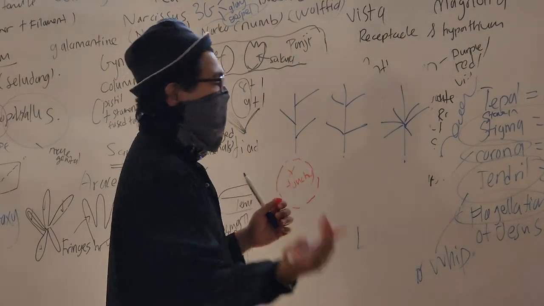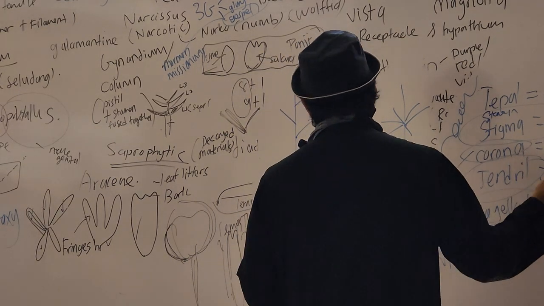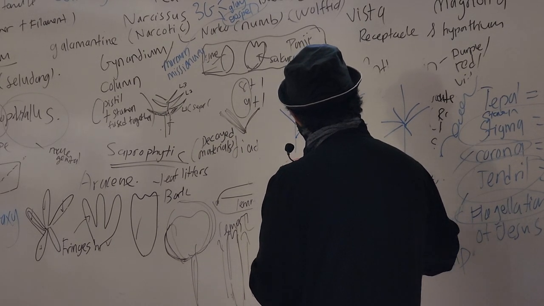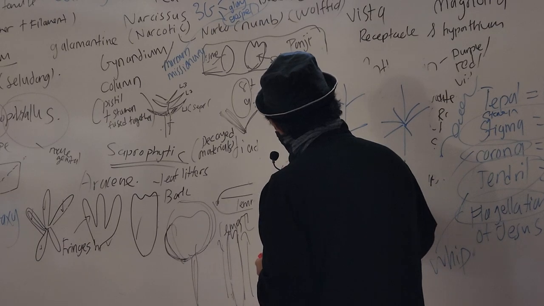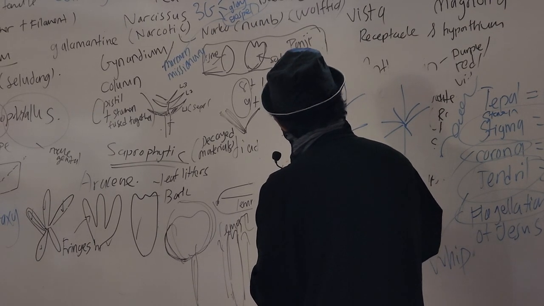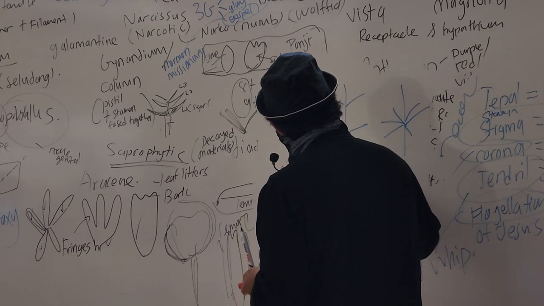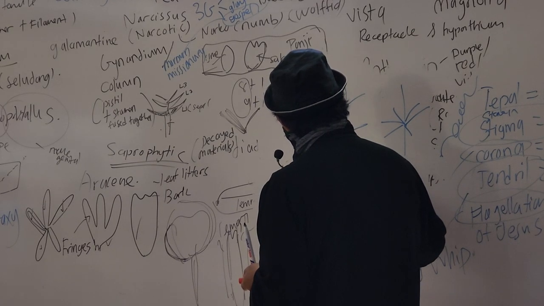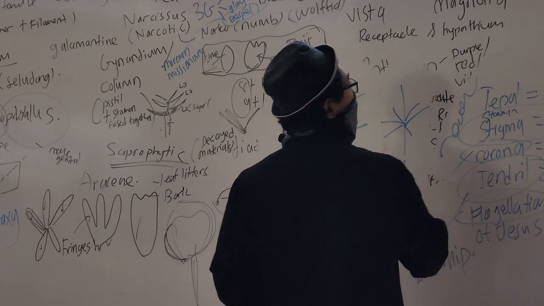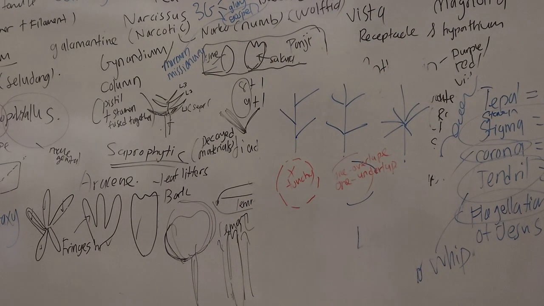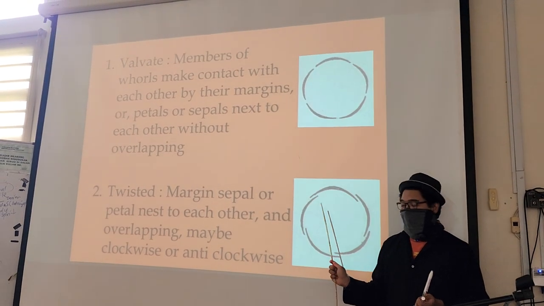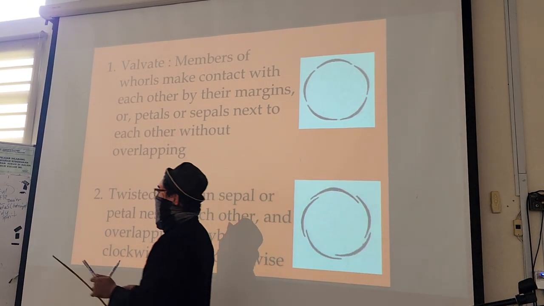The second one is twisted, right? So, twisted, at least one overlap, one underlap. Look at this. So this is a single petal. One side of the petal is underlap, one is overlap, and it's true for the whole arrangement.